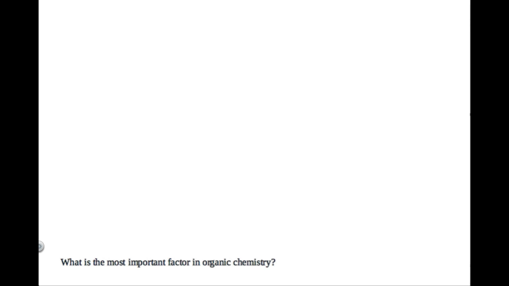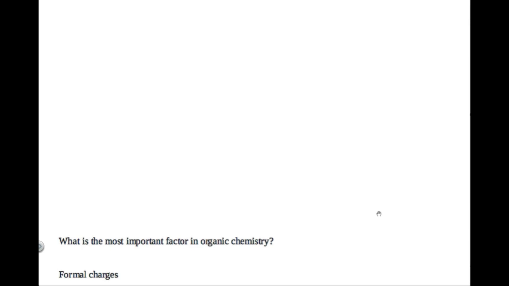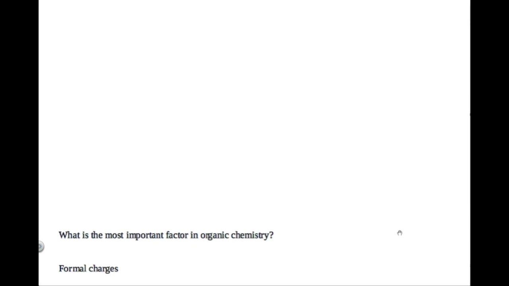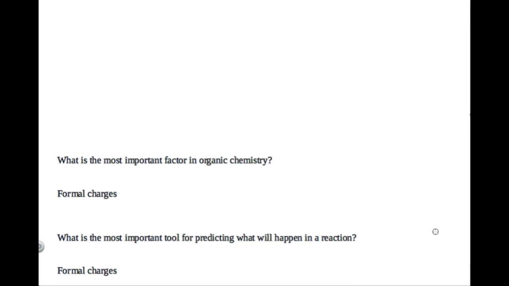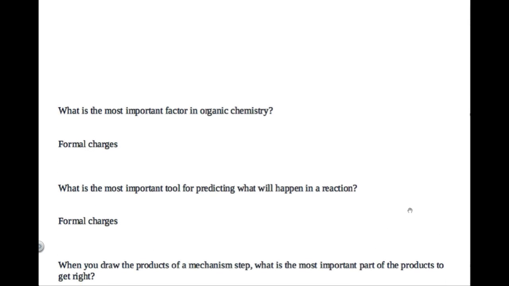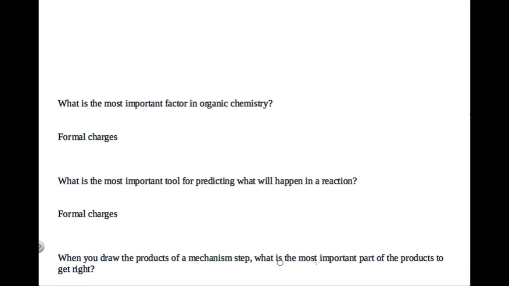I'm going to be asking you a series of questions here, and I hope that after each question you will pause the video and come up with your own answer. I'm going to go through these questions pretty quickly because I did cover them in more detail in the SN2 series. Question: what is the most important factor in organic chemistry? Answer: formal charges. Question: what is the most important tool for predicting what will happen in a reaction? Answer: formal charges. Question: when you draw the products of a mechanism step, what is the most important part of the products to get right? Again, I hope that you're answering each of these questions on your own.